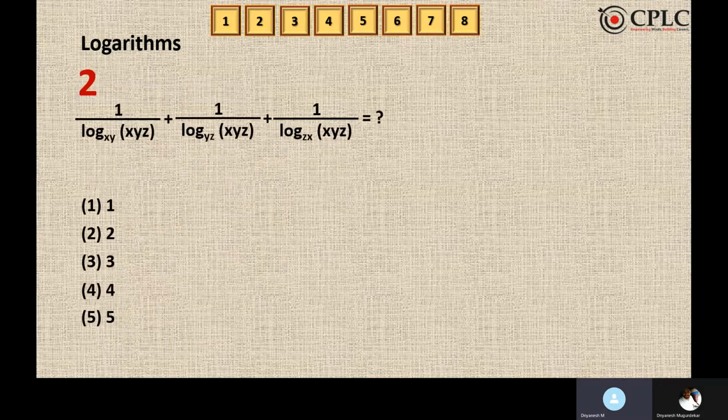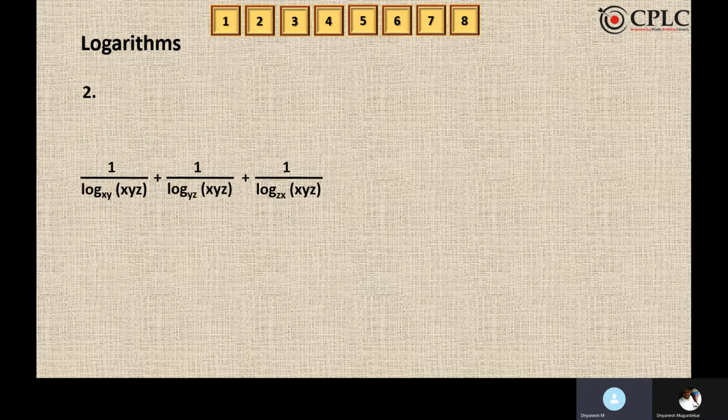The second one: 1 upon log xyz to the base xy plus 1 upon log xyz to the base yz plus 1 upon log xyz to the base zx. Use change of base and you will be done with this question in no time at all. So when you apply change of base, you will get log xyz upon log xy in the denominator, log xyz upon log yz in the second term, and log xyz upon log zx in the third term.